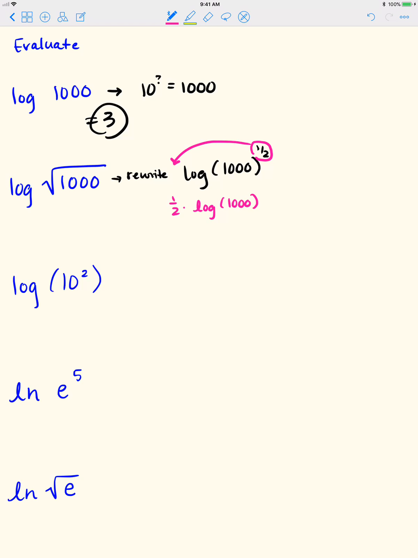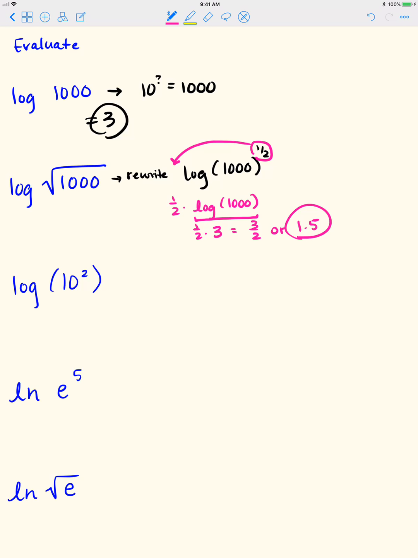If you evaluate the log of 1,000, it's just the power of 10 that gives you 1,000, so that's 3. And if you take half of 3, you get 3 halves, which is 1.5, and either one of those are exact because there's no rounding to be done. Okay, so that's your answer for this one, 1.5.